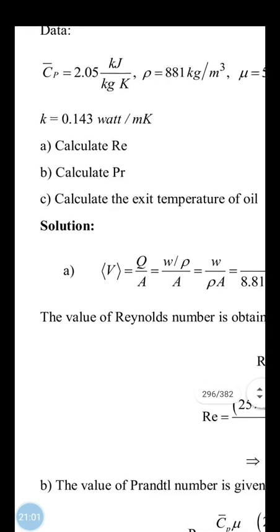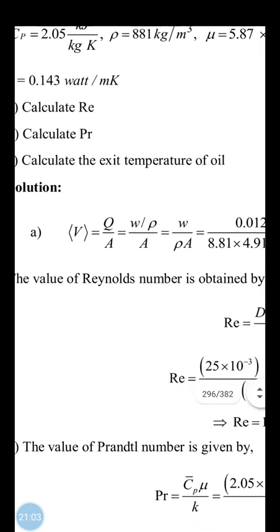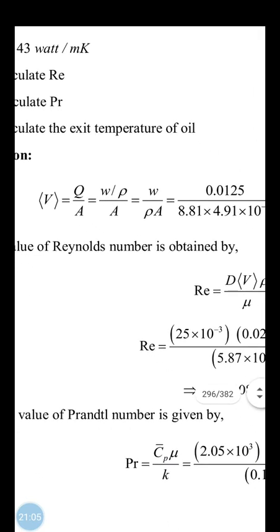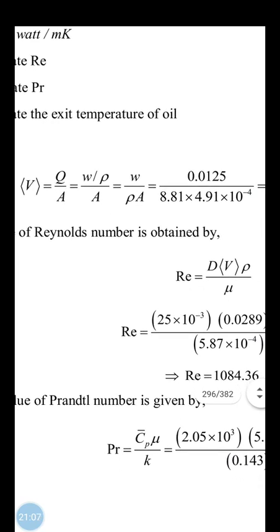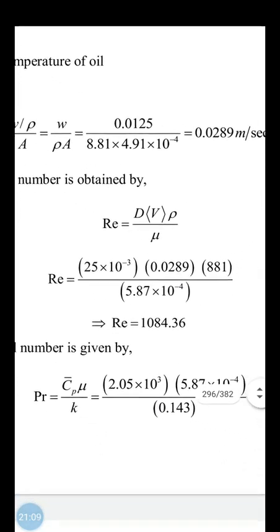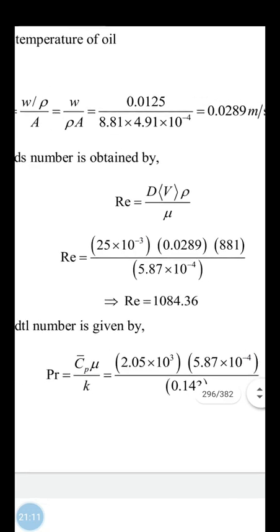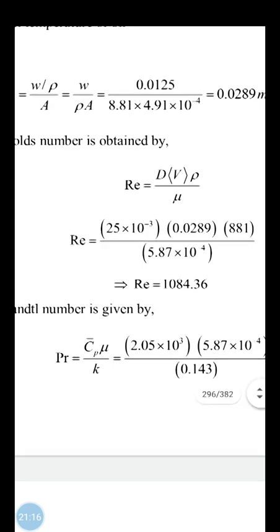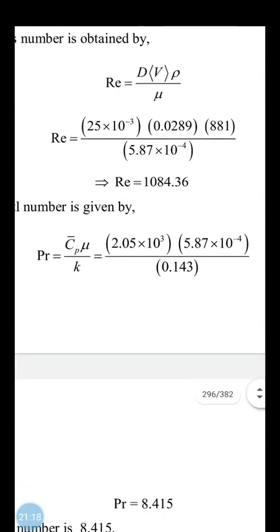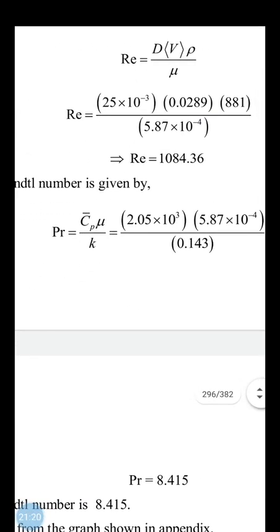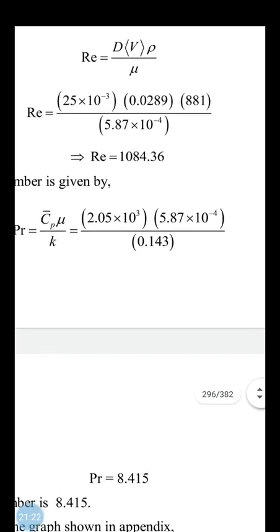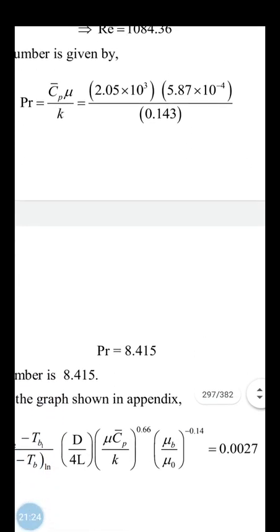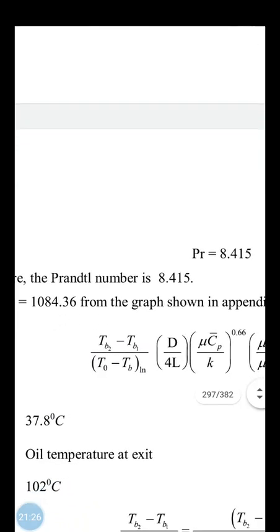So to find out the Reynolds number, you should find out the average velocity. By writing Q by A, you can find out the value of velocity. You can put this value of velocity in the Reynolds number, d V average rho by mu, and find out the Reynolds number. Secondly, you can find out the Prandtl number by Cp mu by k. You know all the values and you can find out the Prandtl number.